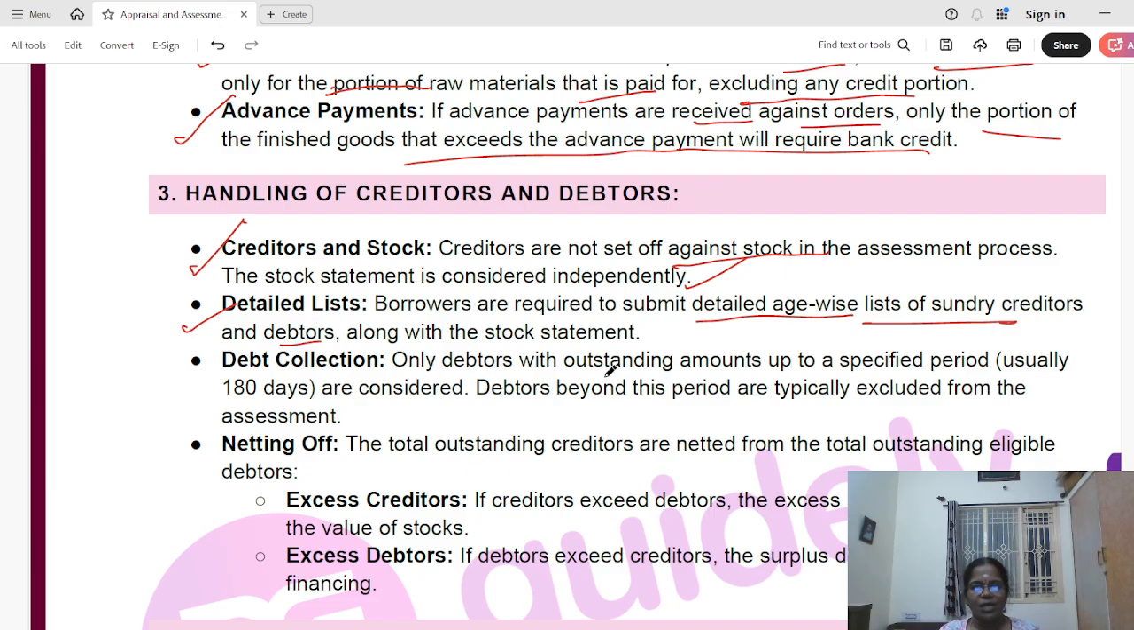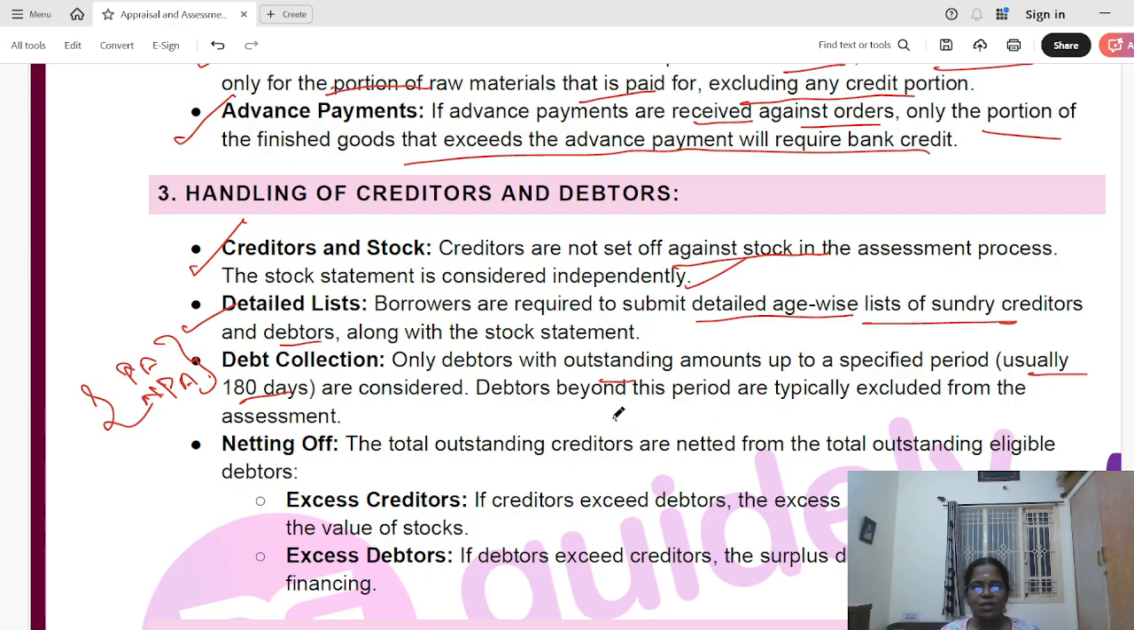Debt collection. Only the debtors with outstanding amount within a specified period, usually 180 days, are counted. Within 180 days, their full debt amount should be collected. If it goes beyond 180 days, these performing assets are turned into non-performing assets. In order to avoid non-performing assets, it should be collected within 180 days.